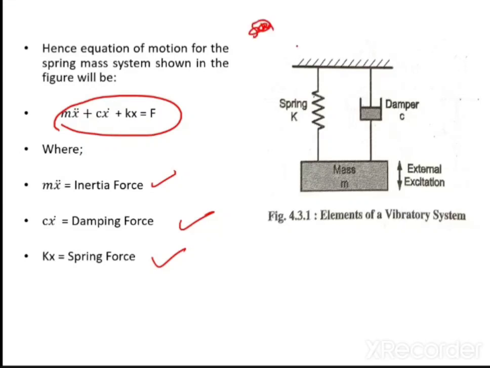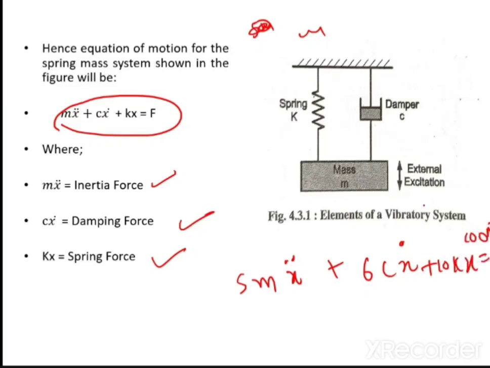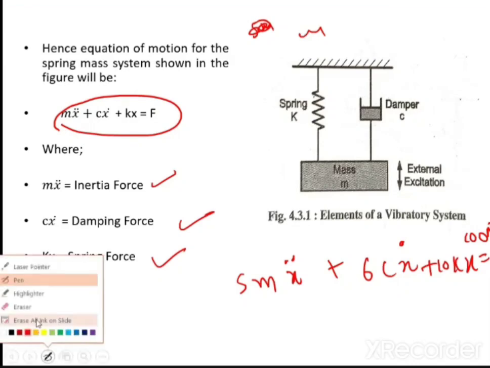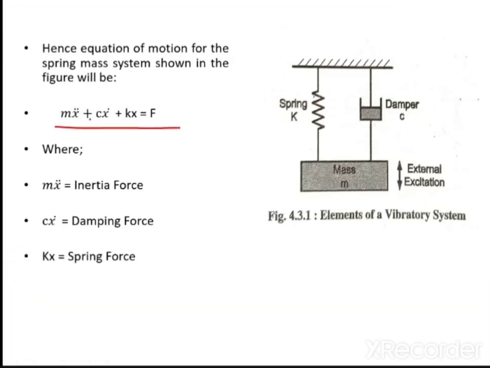Let us say the value of m is something, the value of c is something, the value of k is something. Say m is pi m into x double dot plus 6 c into x dot plus 10 k into x is equal to 100 newton. Whatever the value, that depends upon the system, but basically the equation of motion will remain the same, that is m x double dot plus c x dot plus k x is equal to F.